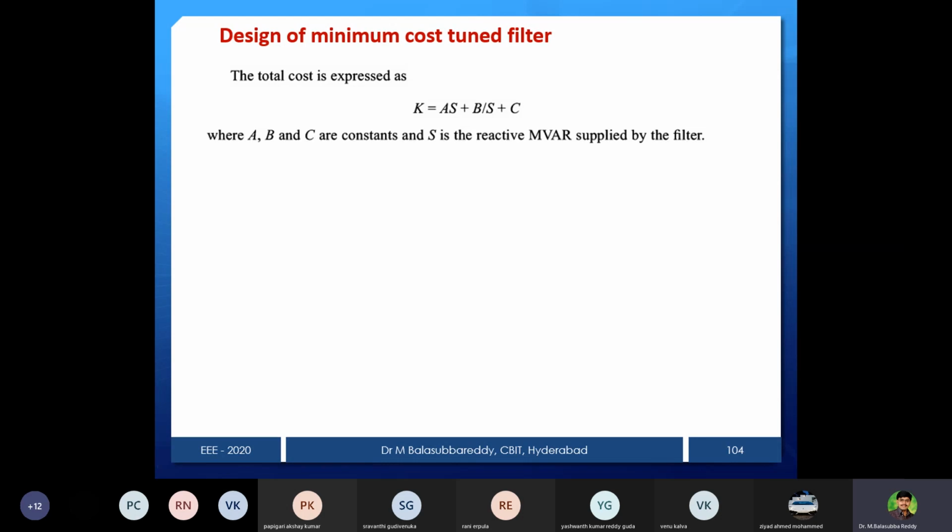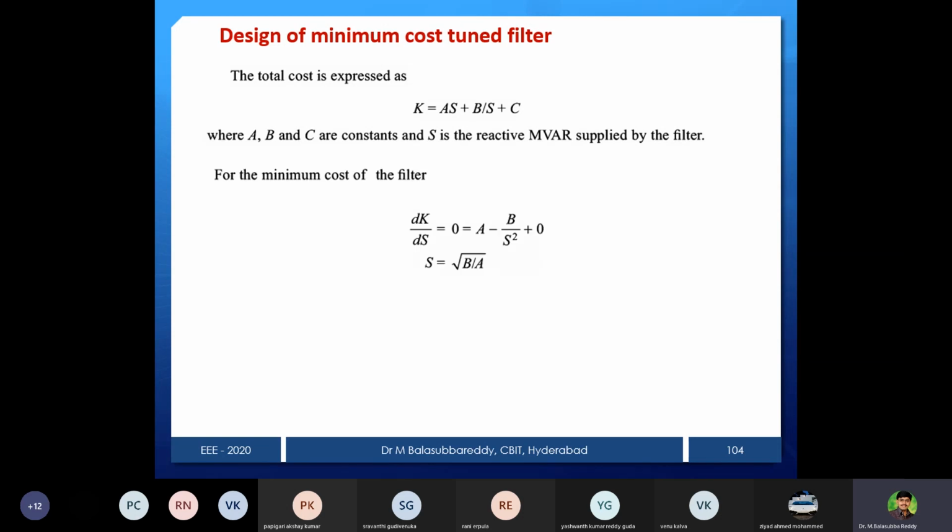At the moment A, B, C are constants, and S is the MVR supplied by the filters. So that's what you can see. The capacitor is proportional and the reactor is inversely proportional, as we mentioned in the three statements on the previous slide. Based on that, AS plus B by S plus C.